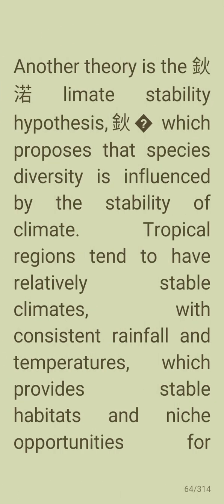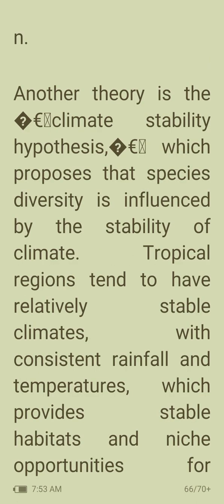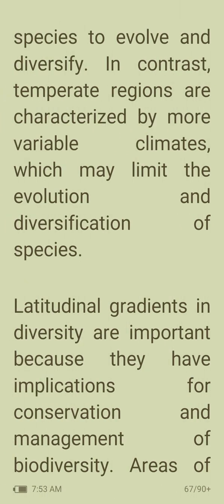Another theory is the climate stability hypothesis, which proposes that species diversity is influenced by the stability of climate. Tropical regions tend to have relatively stable climates, with constant rainfall and temperature, which provide stable habitats and niche opportunities for species to evolve and diversify. In contrast, temperate regions are characterized by more variable climates, which may limit the evolution and diversification of species.